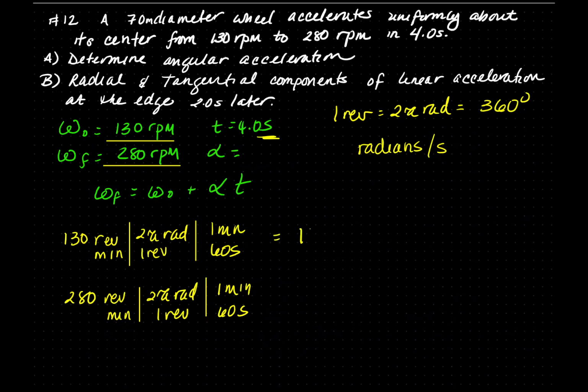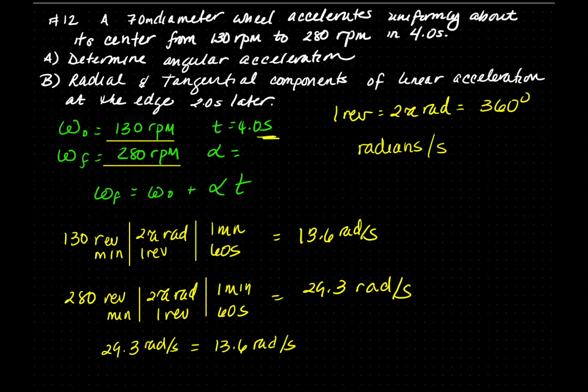So this becomes approximately 13.6 rads per second. This becomes 29.3 rads per second. So now I'm going to plug that in. So this becomes 29.3 rads per second equals 13.6 rads per second plus alpha times 4 seconds. Solve it and you get approximately 3.93 rads per second squared.